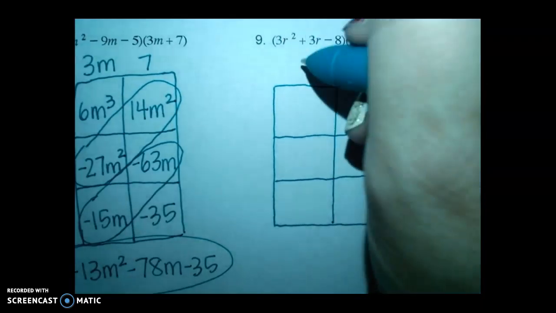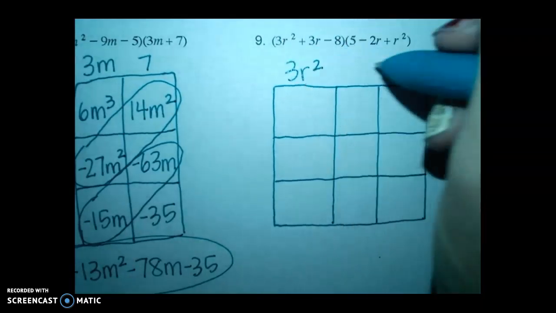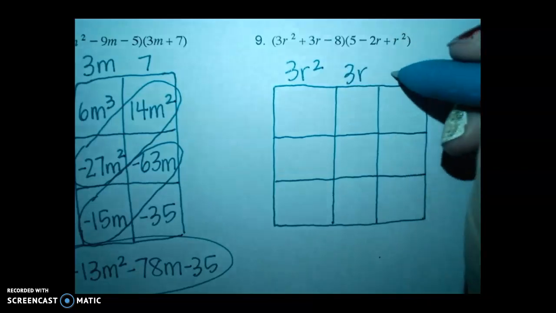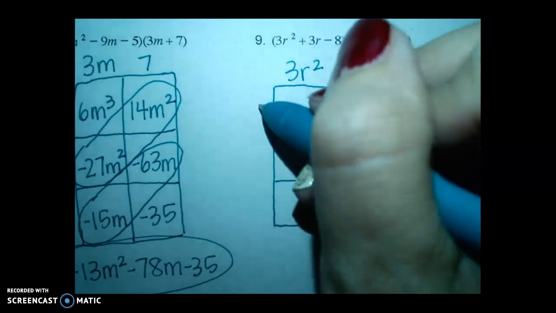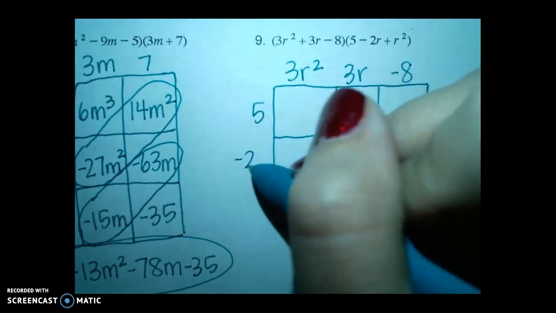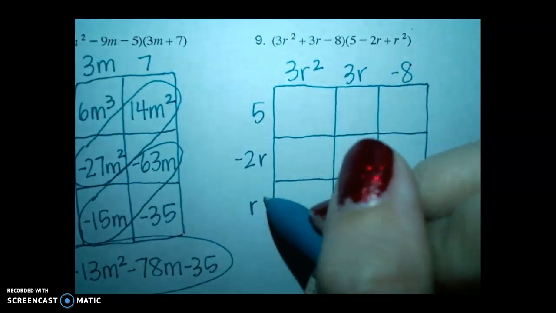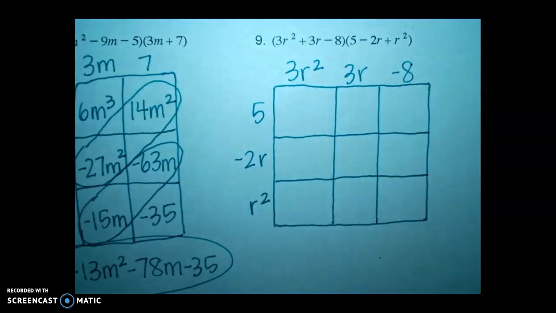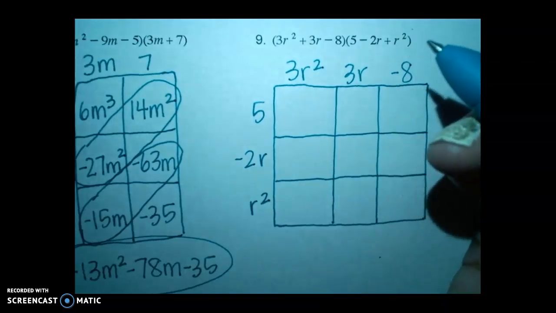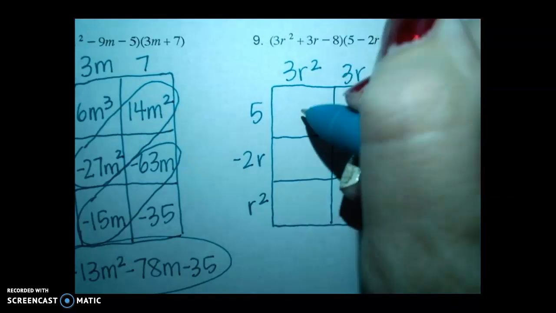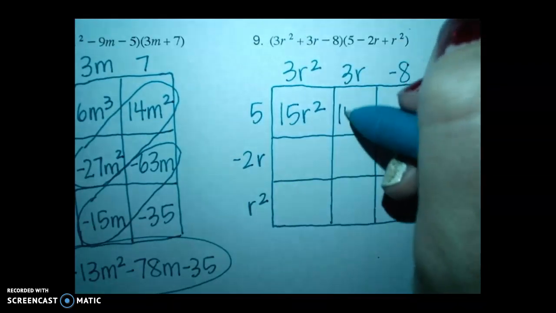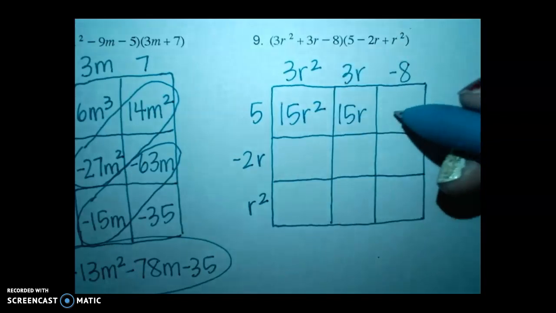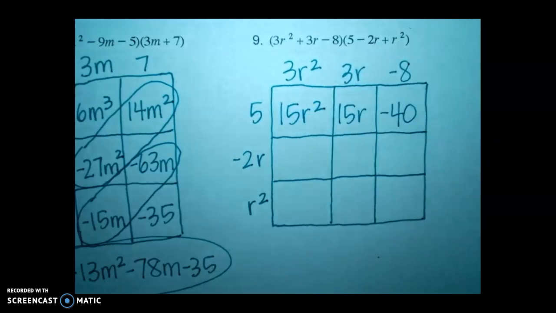Okay, here we go. I'm just going to do 3r squared up here, 3r and negative 8. And then the other trinomial I'm going to put going down the side, 5, negative 2r, and r squared. All right, let's fill it in by multiplying. 3r squared times 5 is 15r squared. 5 times 3r is 15r. 5 times negative 8 is negative 40.